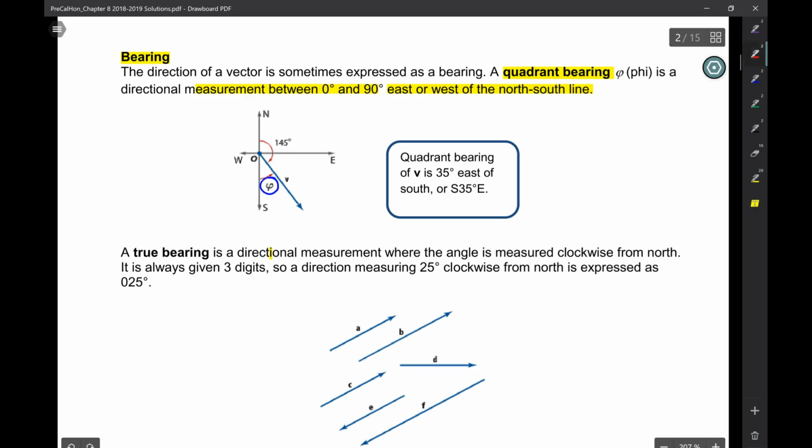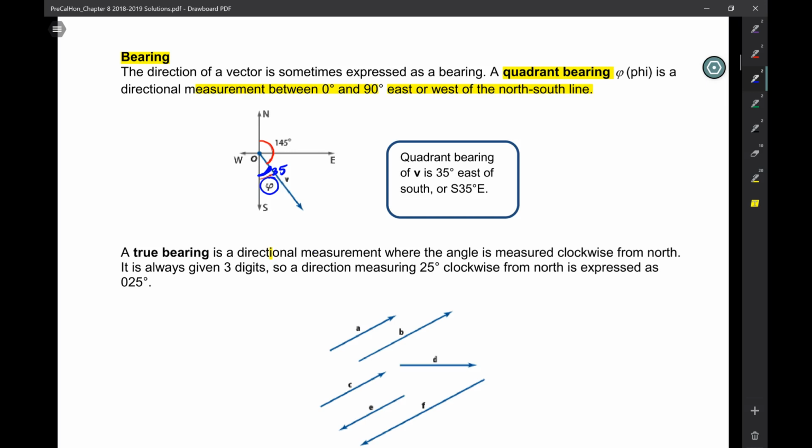So if from here to here it's 145, to specify in terms of quadrant bearing, the actual angle can only be between 0 and 90. So if that whole thing is 145, how much is this? 35. So how do you get to that angle? You have to go 35 degrees east from south, right? So the way you write it is S35E. Because again, you have to go 35 degrees east of south.